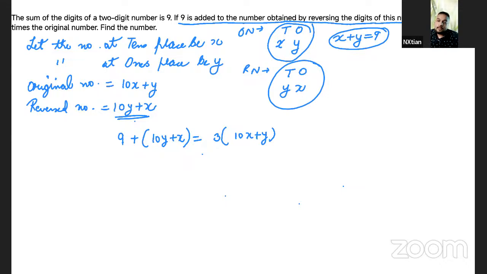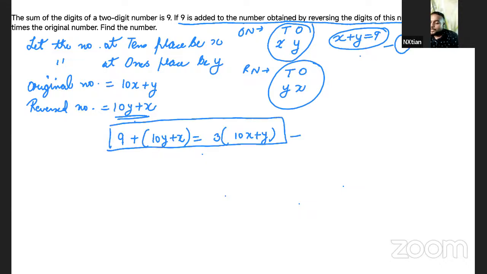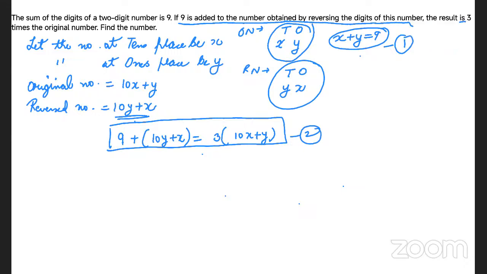Guys, did you understand? I'll repeat this question again. If 9 is added to the number obtained by reversing the digits, this number we got when we reversed it, and when we add 9 to it, the result equals 3 times the original number. Can you solve it? Guys, did you understand? Yes or no? Any problem? Please unmute your mic and say.